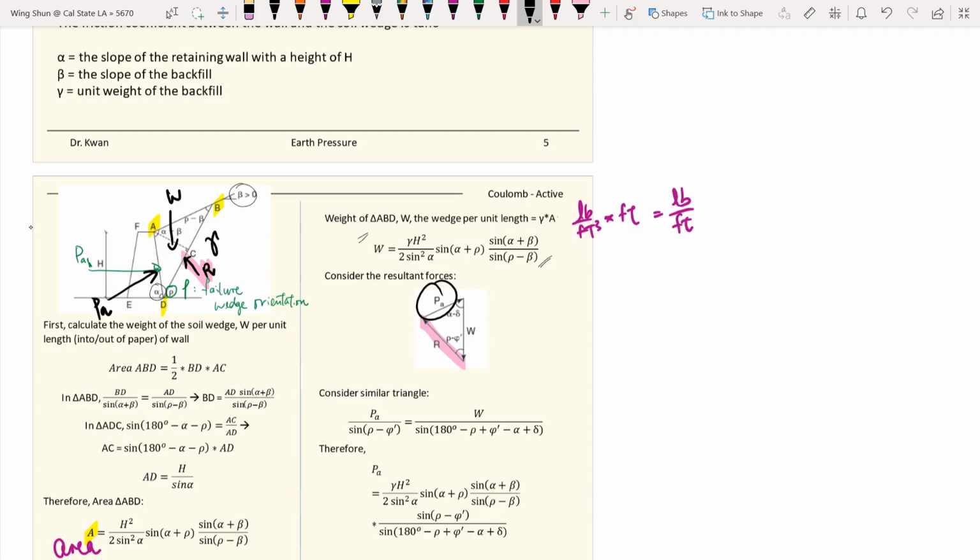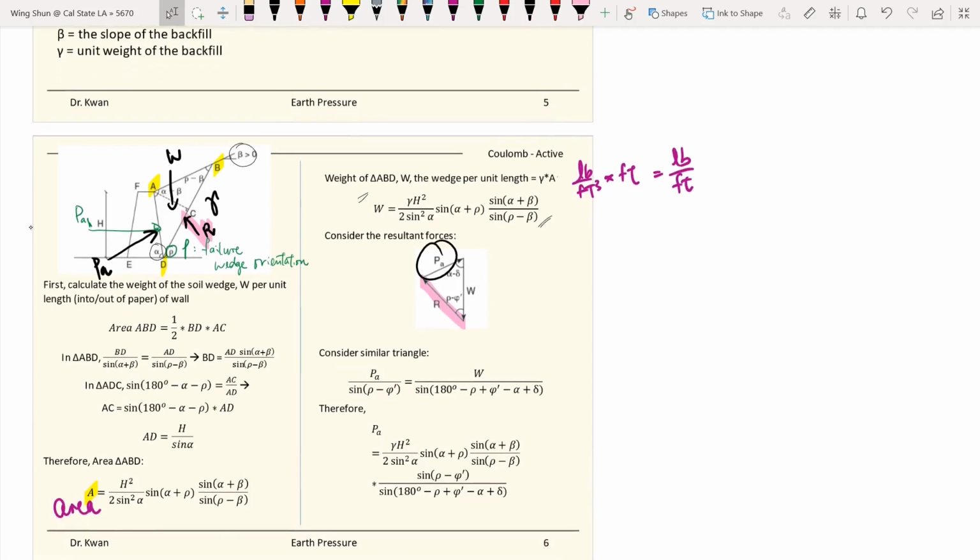This gives us a similar triangle now, because the forces form a closed loop. Using the sine formula again, we want to find P sub A, the resultant force provided under the active conditions, derived by the sine of the angle opposite to it, and that equals the weight of the failure wedge that we just calculated, divided by the sine of this angle right there.